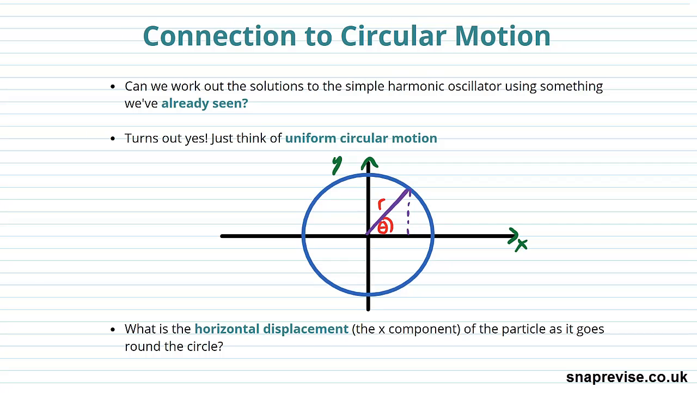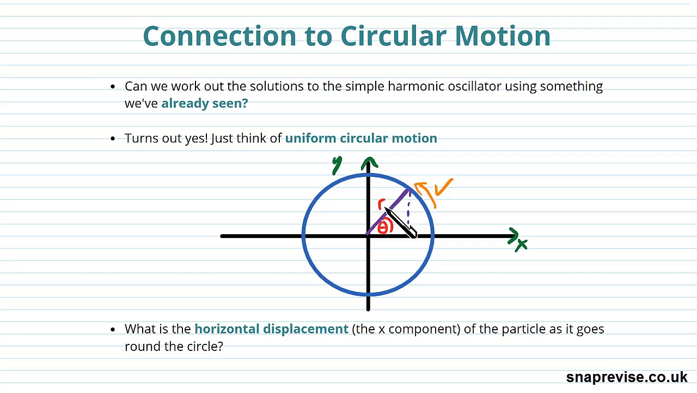So what's the horizontal displacement? That's to say the x component. So we've got here the x component and the y component on this axis. This is just a physical disk, and we're doing circular motion around this, moving in this direction at some constant speed v. But the main thing is this is our y component, this is the x component, so this is some two-dimensional circle. And what's the horizontal displacement of the particle as it goes around the circle?